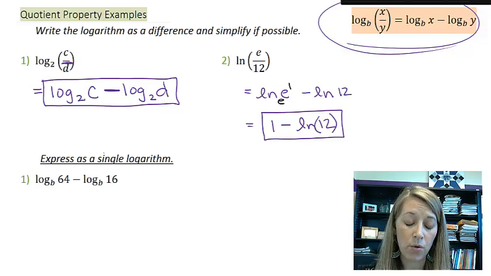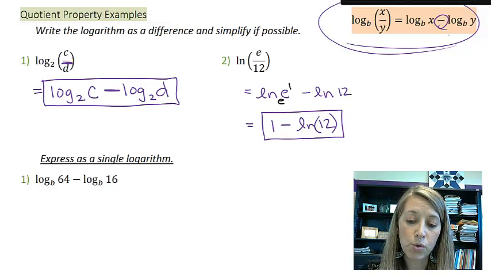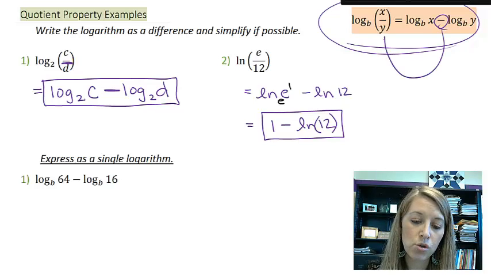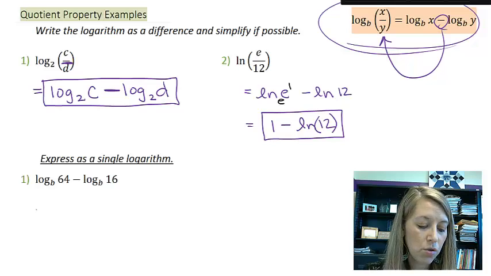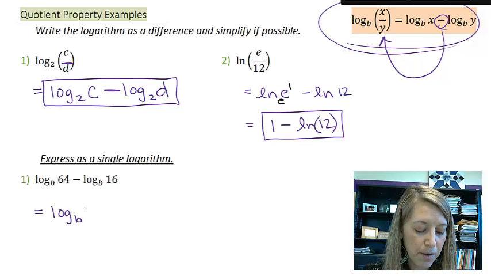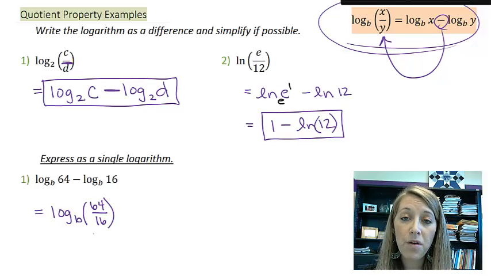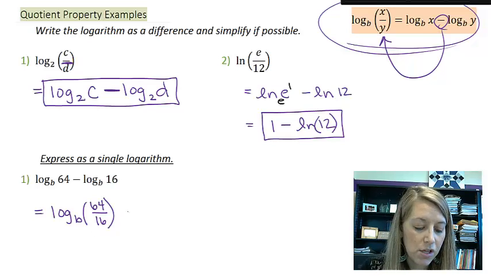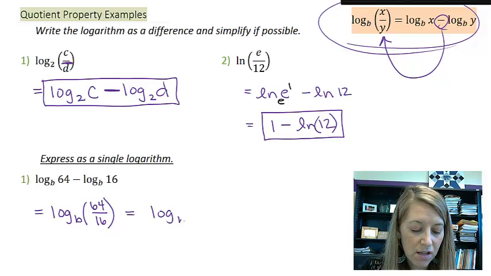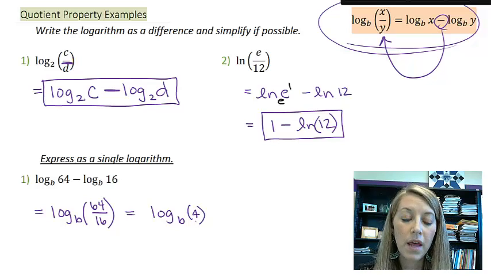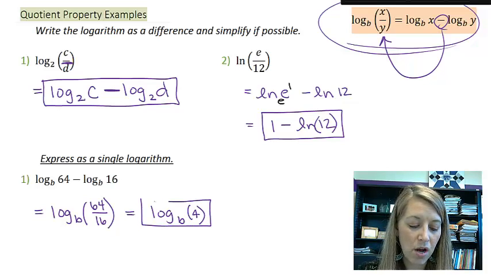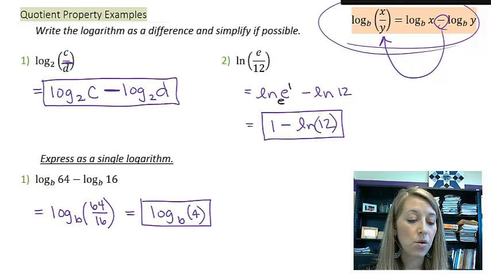Down here, express this as a single logarithm. So I see a subtraction between two logs with the same base, and I'm going to rewrite it as a division. So this gives me log base b of 64 divided by 16. And I can simplify 64 divided by 16. And so the simplified version of this is log base b of 4. If I knew what b represented, I possibly could simplify it even further, but I do not, and so this here is my final answer. So this suffices for what we know about the quotient rule property.